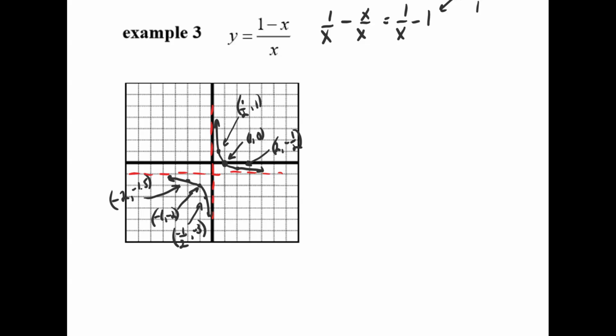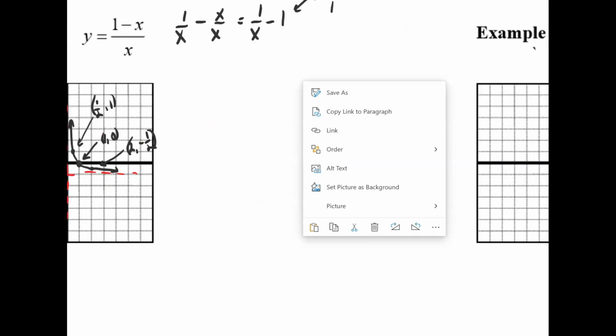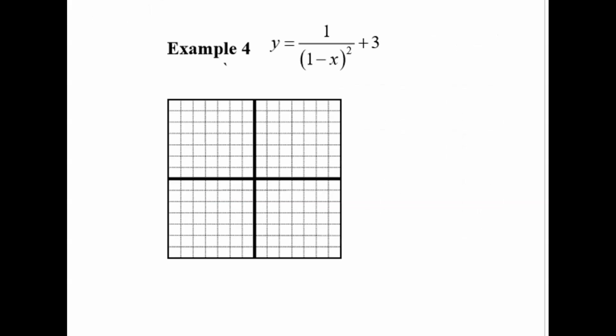Okay. So there's our transformed reciprocal function. Everything moved down 1. This parent function has a point 1, 1 moved down to 1, 0. 2, 1/2 moved to 2, negative 1/2. Everything moved down 1. 1/2, 2 went to 1/2, 1. Everything moved down 1. All right, let's try the next one.